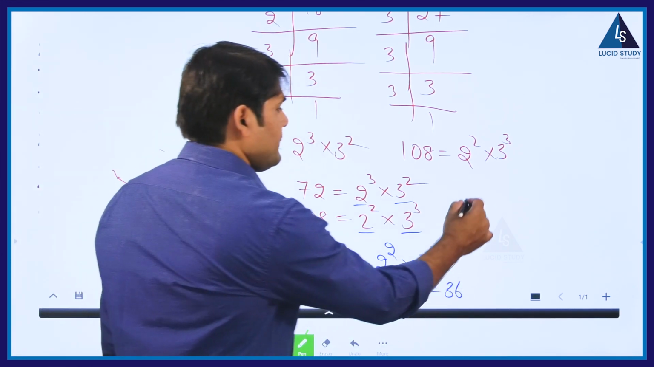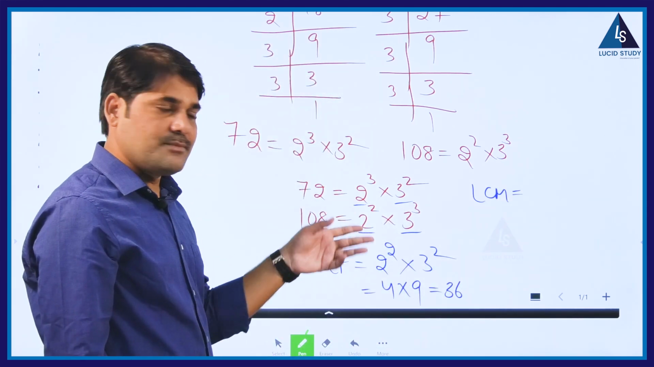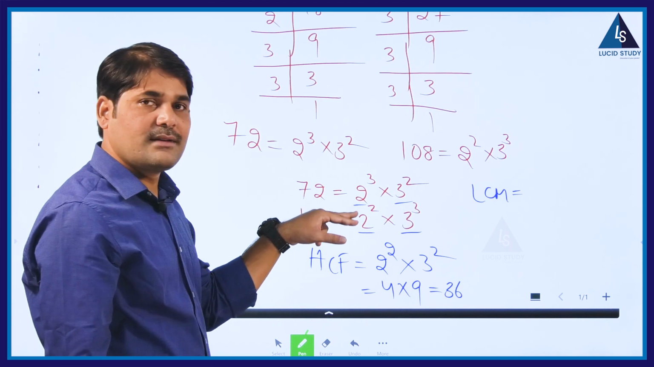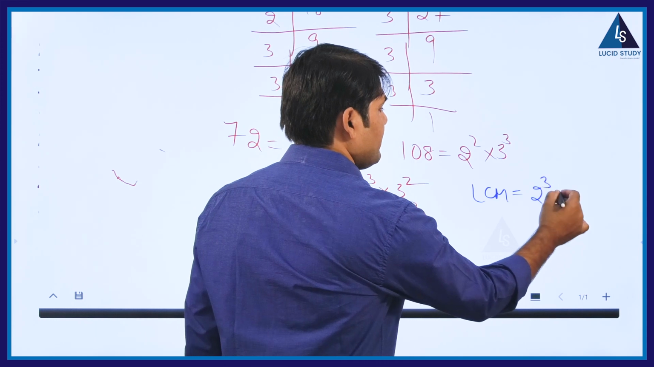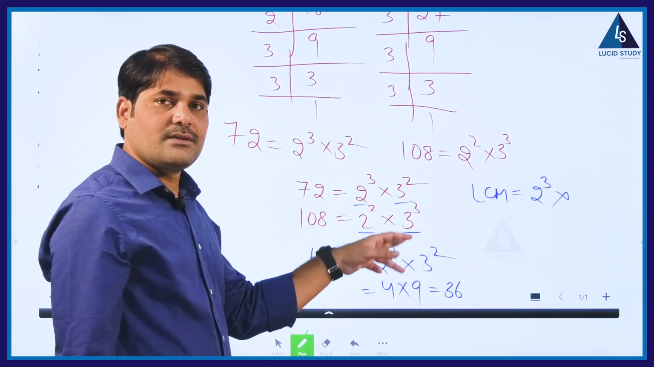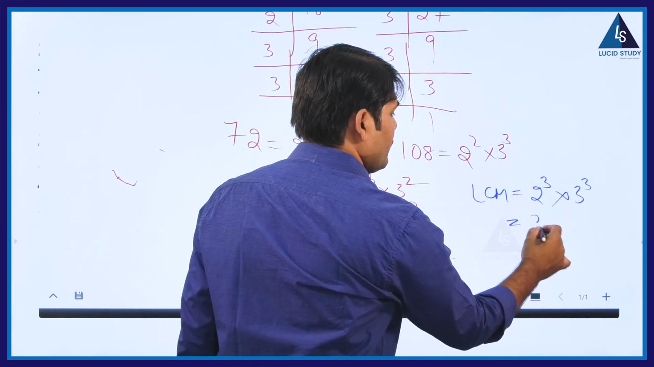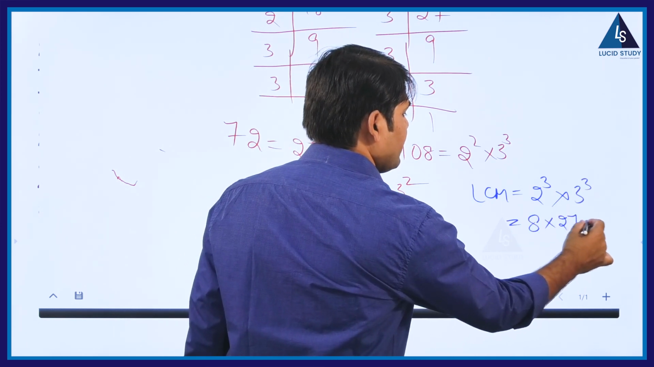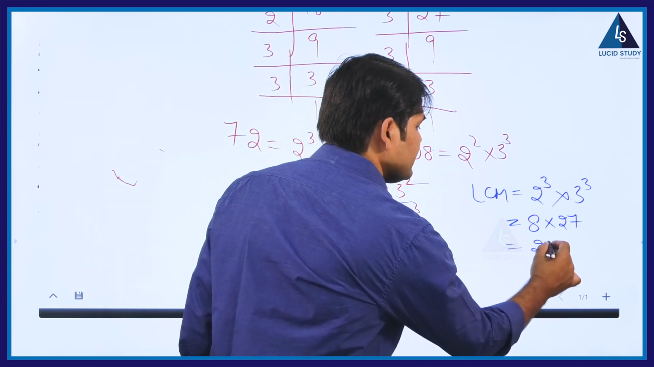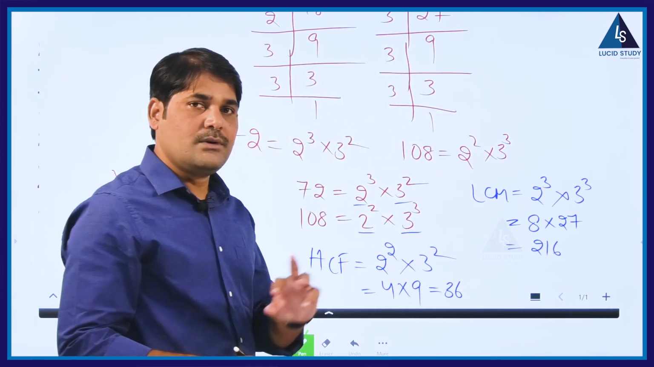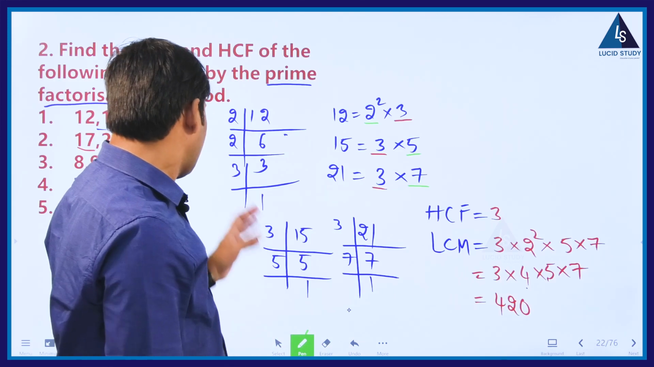Now what is LCM? First common factors, highest power. What are the common factors here? 2 is a common factor. What is the highest power of it? 2 power 3. 3 is also common. Highest power is again 3, so 3 cube. 2 cube is 8. 3 cube is 27. If you multiply, you will have 216. Like this, we have to find HCF and LCM of the given two numbers.